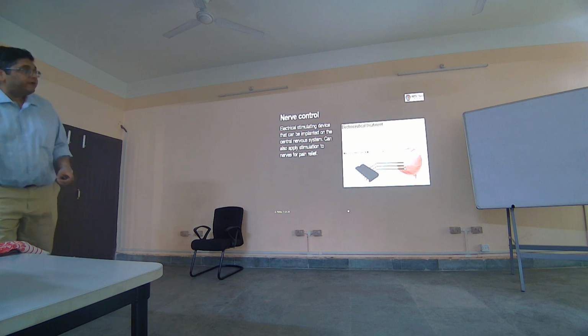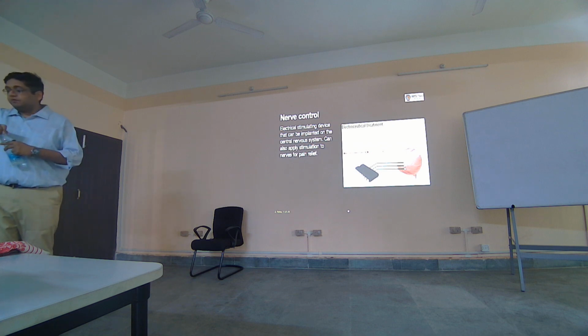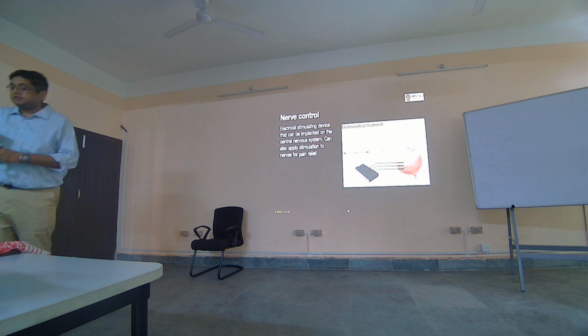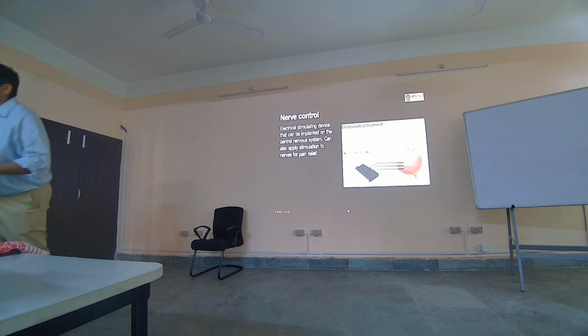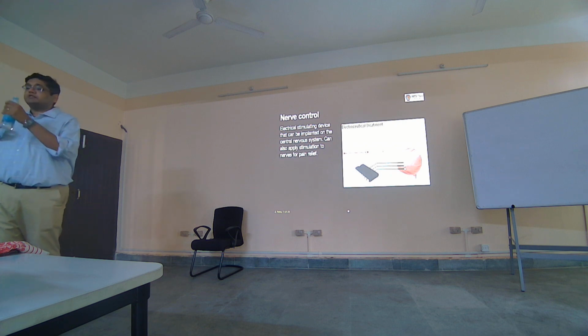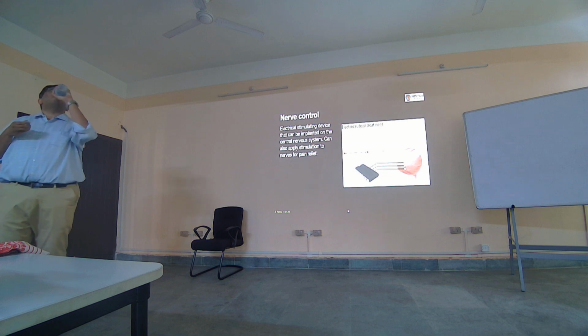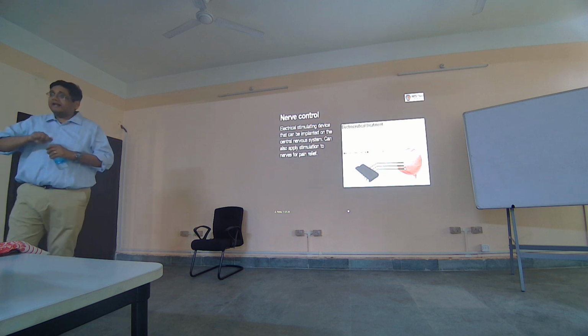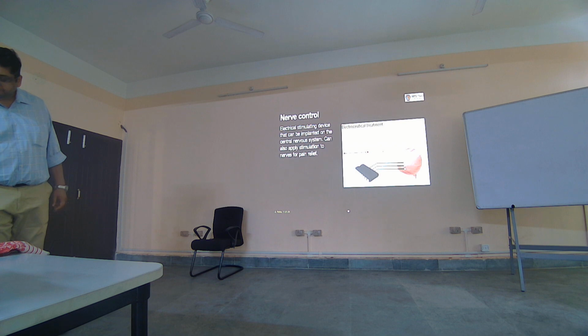These have also been proposed as pain relief mechanisms. If there's a way by which we can simulate signals so as to relieve pain, and that's for post-operative care, etc.